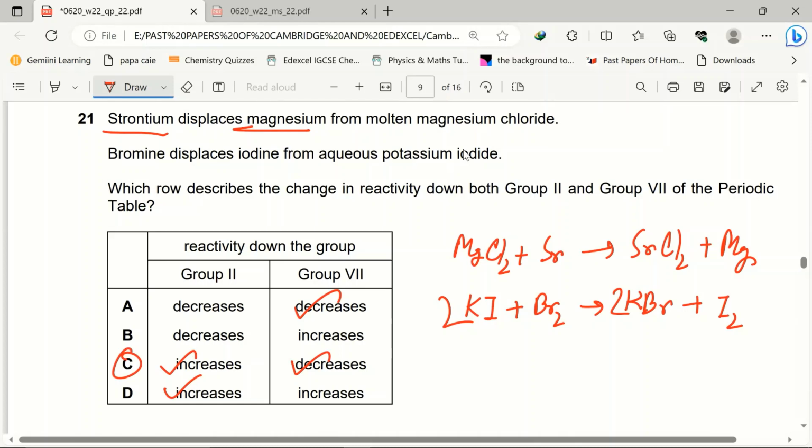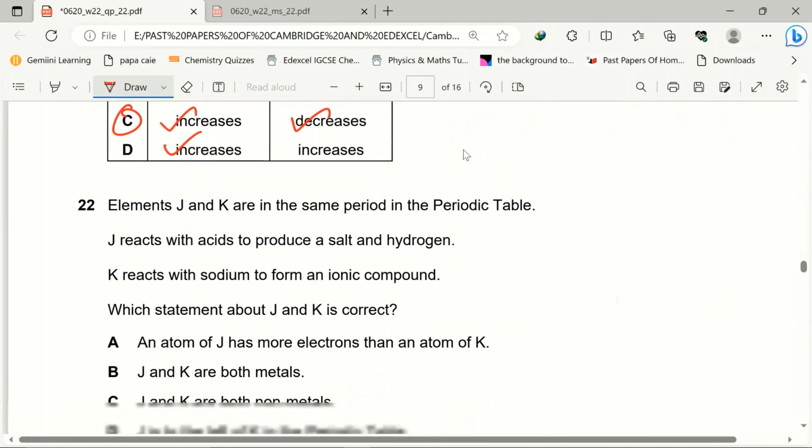So for metals, reactivity increases down the group. For non-metals, especially for halogens, reactivity decreases down the group. Fluorine is most reactive and astatine is least reactive in group 7.